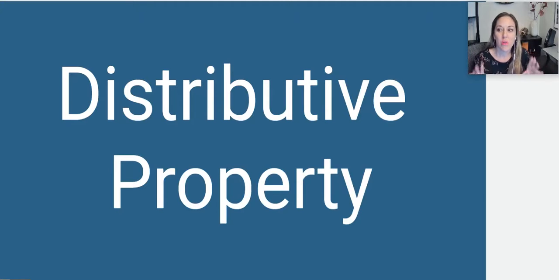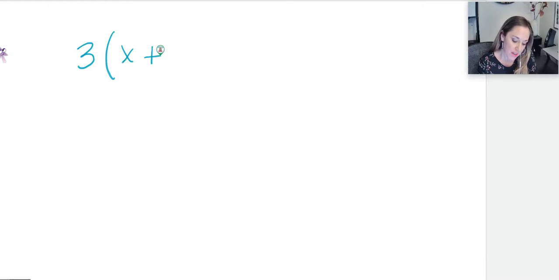When you hear the word distribute, you probably think of passing things out, right? Distributing papers in class, you are passing a piece of paper out to everyone. So in math, the distributive property says that if you have a number outside the parentheses, such as 3, you need to multiply that number to both of the terms inside the parentheses.